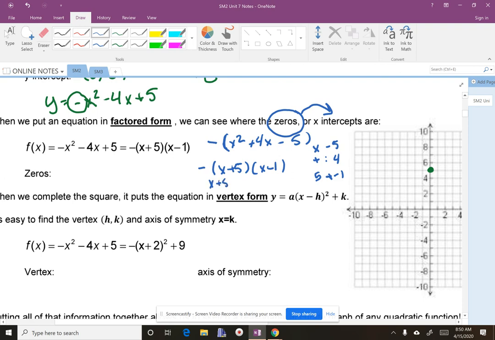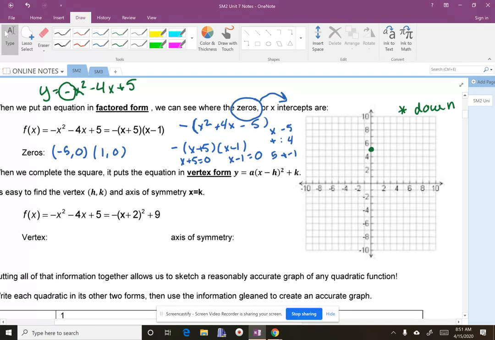If I take x plus 5 equals 0 and solve, and x minus 1 equals 0 and solve, I get zeros at negative 5, 0, and 1, 0. So I'm going to add those points to my graph. Negative 5, 0, so that's here, and 1, 0. Yep, okay, that helps. We're getting closer. We're kind of looking like a V, a U, kind of.